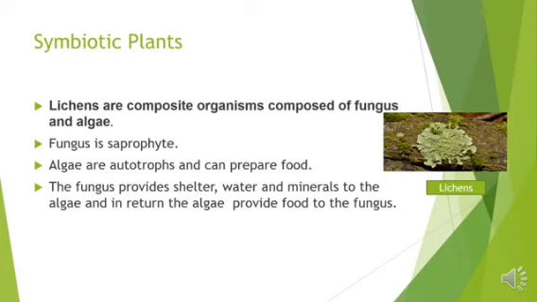Now let me talk to you about symbiotic plants. Now you can see the picture on the slide. The picture on the slide shows you the picture of lichen. Now what do we mean by the word lichen? Actually these lichens are very slow growing plants which you usually see on rocks, walls and trees. And this lichen, it is a composite organism, meaning it is made up of fungus and algae. So there are two organisms living together over there and they mutually benefit from each other.